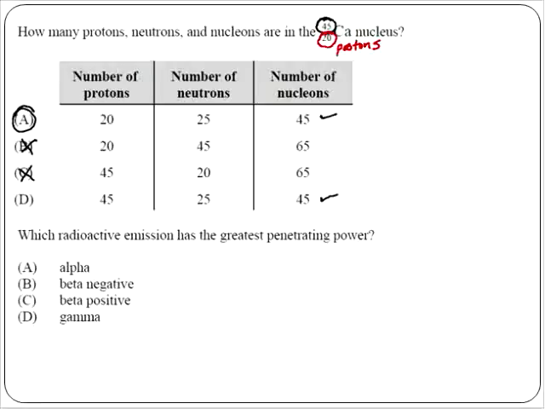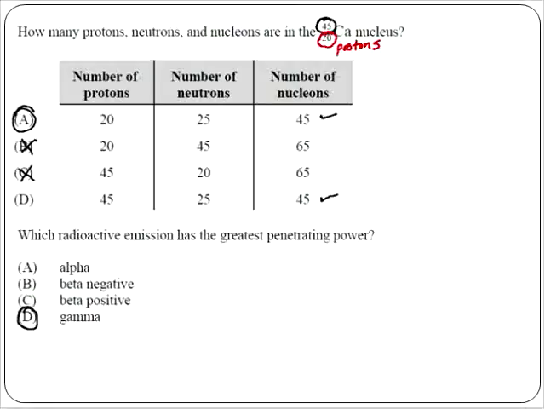Now, this last one here is a fairly obscure fact, but it doesn't hurt to know it. The radioactive emission that has the greatest penetrating power is gamma. Gamma has the highest penetrating power because it has the most energy. Gamma is very high energy particles. They also have no mass, so they can go right through. In fact, gamma particles go right through the Earth. They go right through your body without even slowing down. They're so high energy. But they're not terribly harmful.